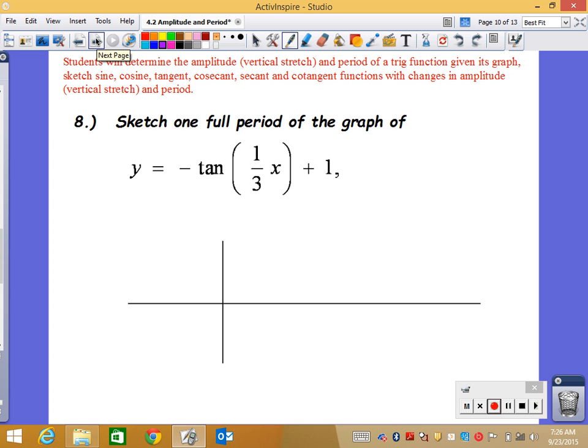So let's talk about this negative tangent 1/3 x plus 1. Well, we got to remember what tangent looks like. Remember, the original tangent graph had asymptotes at -pi/2 and pi/2. Then remember, it just looked like this disco curve.